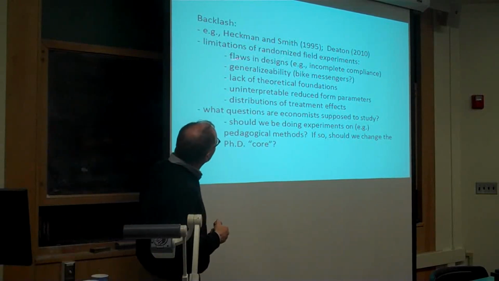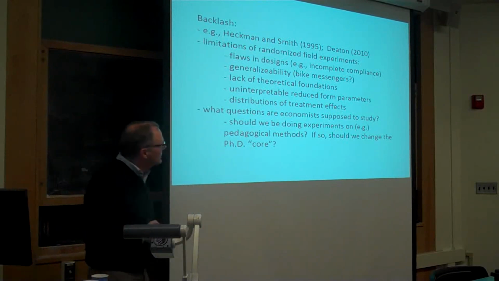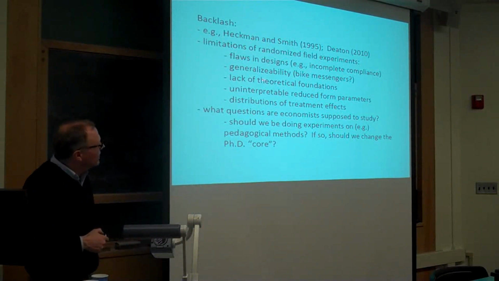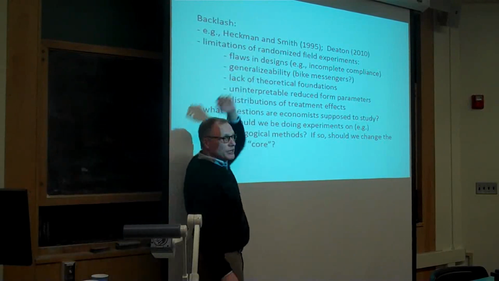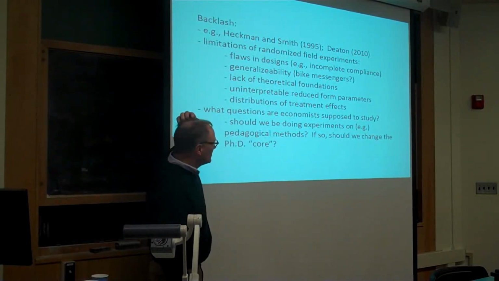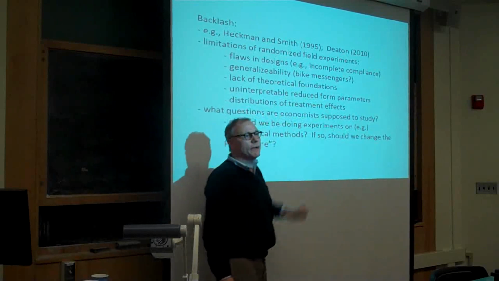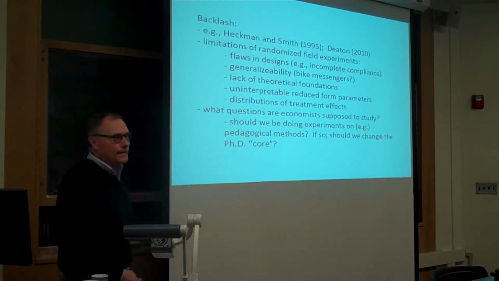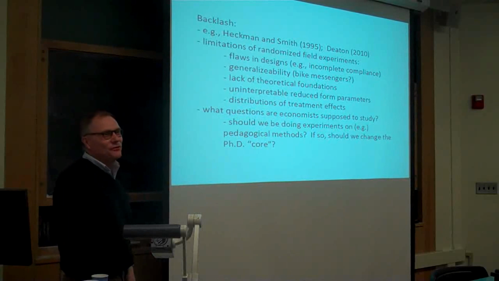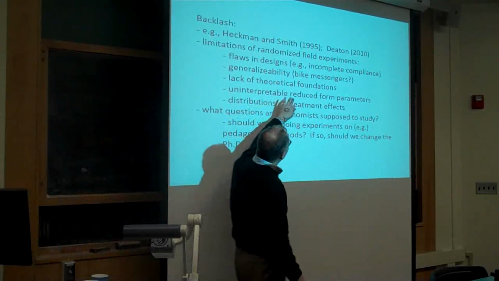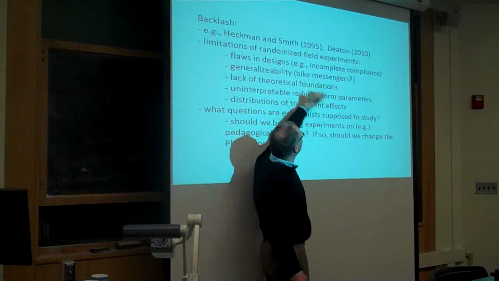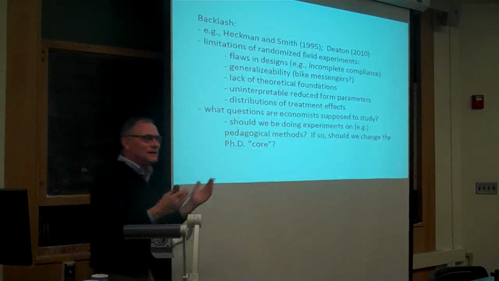So what's going on? One thing they do is emphasize the limitations of randomized field experiments. There are often flaws in design, incomplete compliance and so on. There's often a problem with generalizability. A good example of this in the labor supply area is a paper in the AER which studies bike messengers. Well, first of all, everybody knows bike messengers are all meth addicts, at least in San Francisco. So I'm not sure I want to generalize anything from bike messengers.